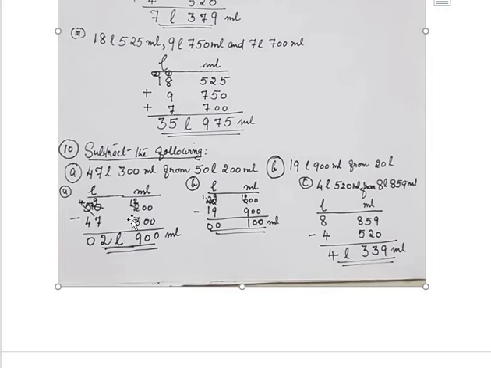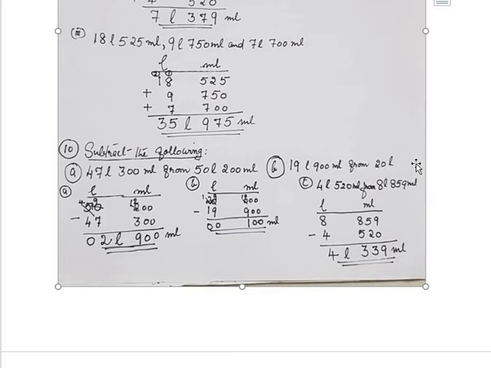Check whether your answer is right. Second number and answer we will plus, we will get the first number. 0 plus 0, 0, 0 plus 0, 0, 9 plus 3, 12, 2 is here, 1 plus 2, 3, 3 plus 7, 10, 0 is here, 1 plus 4, 5. So it is right. Second number, 19 liter 900 milliliter from 20 liter.